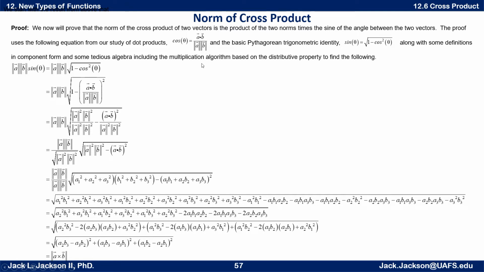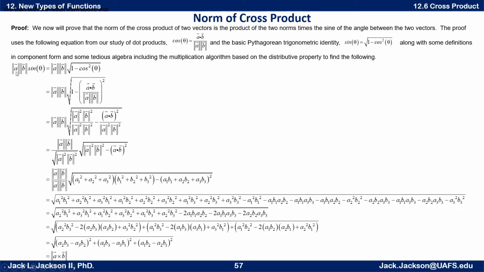And what are we going to use for things? Well, we're going to use the fact that cosine of theta is A dot B over the product of the two norms. And we're going to use the basic Pythagorean identity: sine squared of theta plus cosine squared of theta equals 1. Solve for sine of theta. Sine of theta equals the square root of 1 minus cosine squared of theta, at least when sine of theta is positive, which it is for angles between 0 and pi. And we're going to use some definitions in component form and a whole bunch of just tedious algebra here. So just bear with me here.